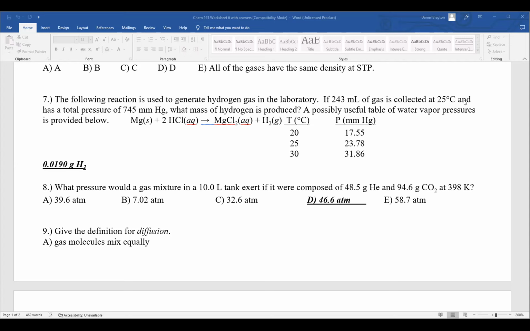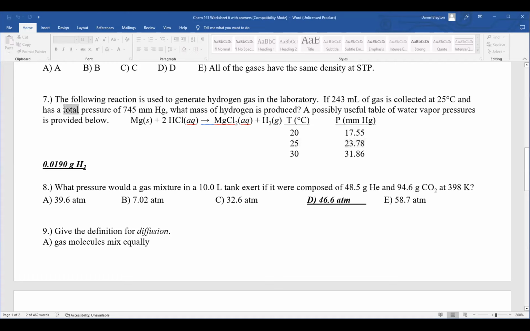243 mL of gas collected at a total pressure, so roughly room temperature, and atmospheric pressure, but a little below sea level. What's the mass of hydrogen that's produced? And then what this is saying, possible, useful. Possible means it is useful: a table of water vapor pressure. So we're at 25 degrees, which means you obviously want to use this one.